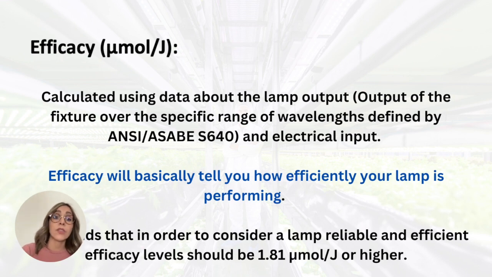This is calculated using data about the light output, meaning the intensity, and the electrical input. And there are some recommendations already available. There's always information out there. You can look for it. And in here, I have one of the recommendations. We should consider to select a lamp with efficacy that is equal or higher than 1.8 micromoles per joule.